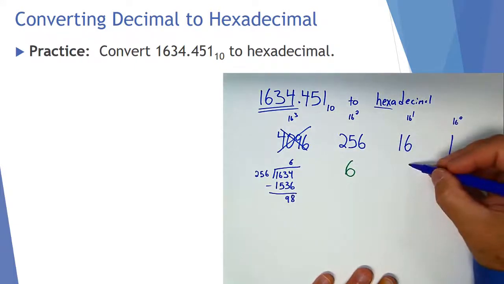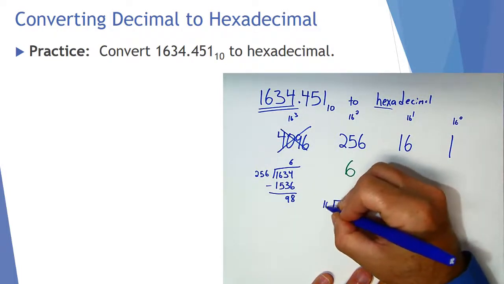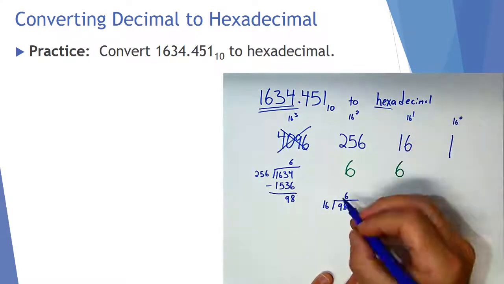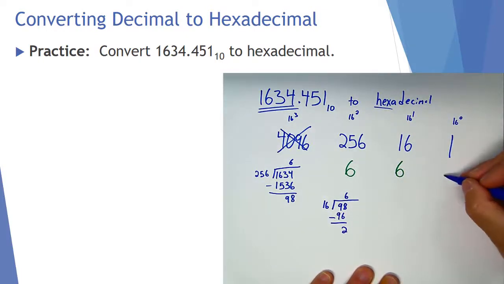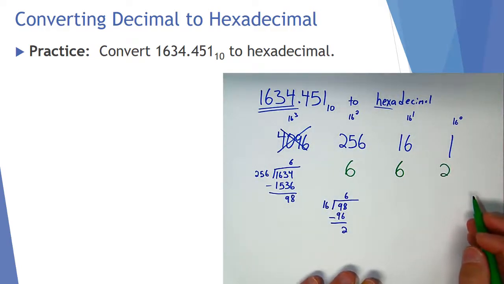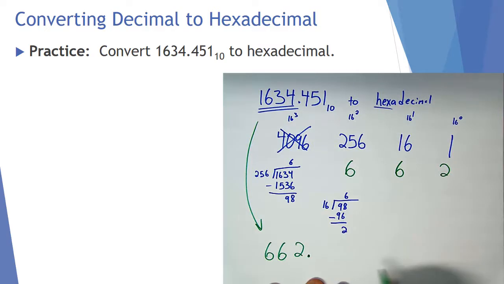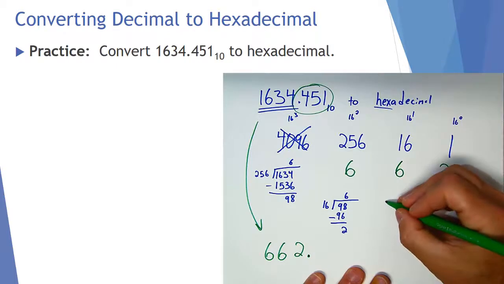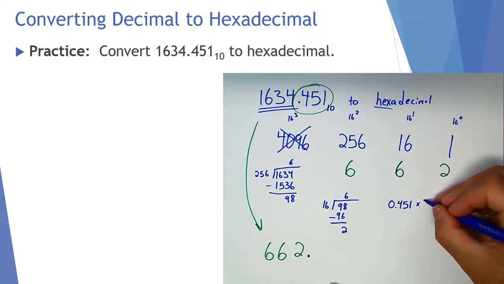So we move over. How many times does 16 go into 98? Well, we just repeat the process again. 16 goes into 98 6 times. That tells us our next digit. 6 times 16 is 96. Subtract, and that leaves us with 2, and that'll be our last digit. So 1634 becomes 662. We know that this is going to be 662 point something. The question is point what? So now we're going to take the decimal part of that number, 0.451, and we're going to start multiplying that by 16.